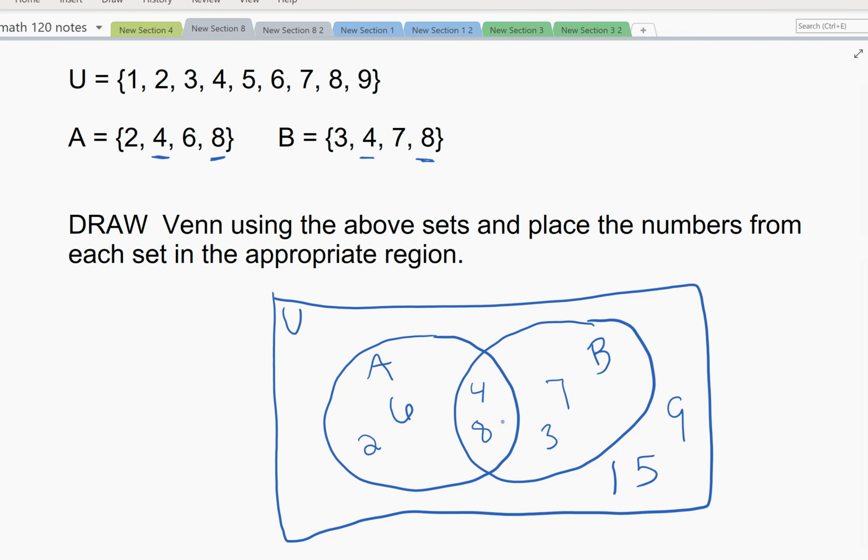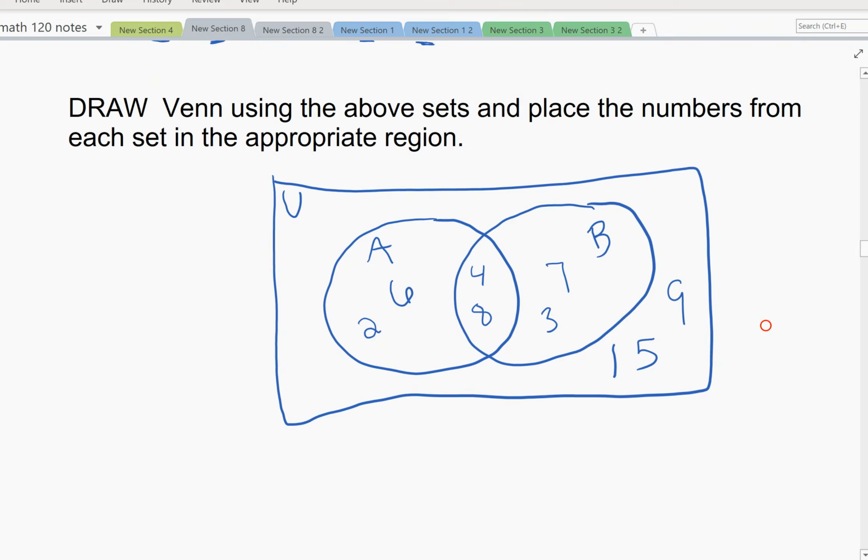And again, a number only lands in one of the regions, right? 5 is only in the outside area. 6 is only in the area where set A is. 8 is only in the area where I've got both set A and set B. So again, there's only one number in each region. Each number is in one region. You don't have them in multiple regions. And there's a simple example of a Venn diagram.